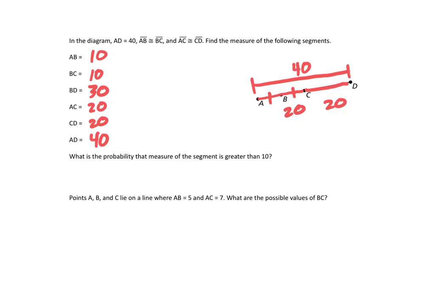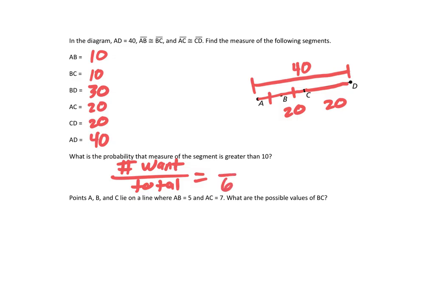Okay, they're asking us a couple of different questions here, okay? Now on this first one, what is the probability that the measure of the segment is greater than 10? We have 6 different segments here, okay? So how many total segments do we have? We have 6. When we do probability, we do the number of things that we want out of the total number, okay? We have 6 total segments.